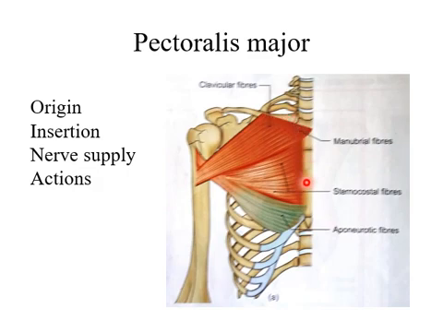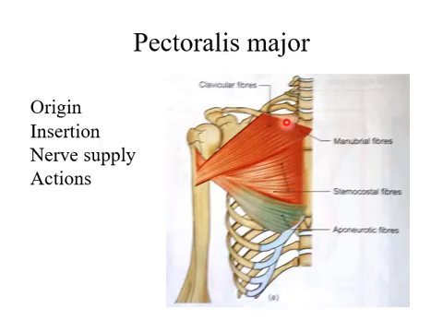Then the sternal fibers arise from the anterior surface of the manubrium and the body of the sternum up to 6th costal cartilage. Then costal fibers arise from the costal cartilages up to 6th costal cartilages, and aponeurotic fibers arise from the aponeurosis of external oblique muscle. So pectoralis major arises from many heads, that is the clavicular fibers, sternocostal fibers, and aponeurotic fibers.